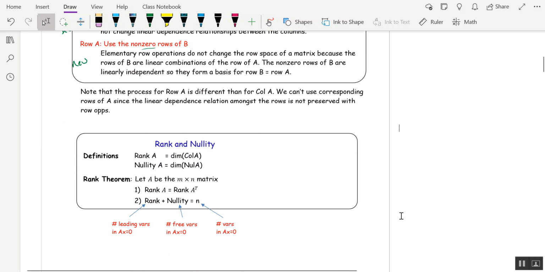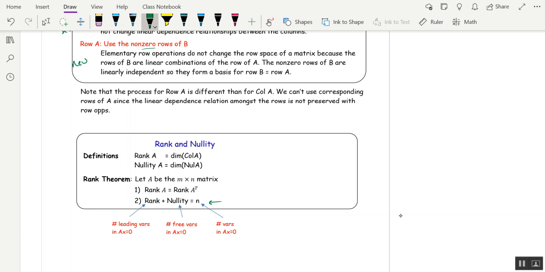And then the rank plus nullity theorem I alluded to last time. Rank A is defined as the dimension of col A. The nullity of A is defined as the dimension of null A. And the big theorem we looked at last time, part 2: rank plus nullity is n. The number of leading variables, which is the rank, in AX equals 0, plus the number of free variables is equal to the number of variables. And then part 1 is that the rank of A is equal to the rank of A transpose.